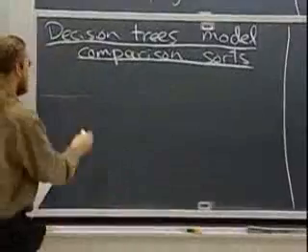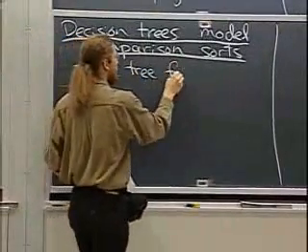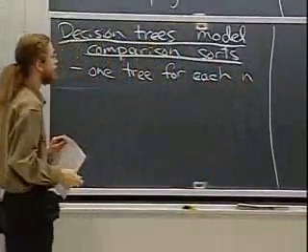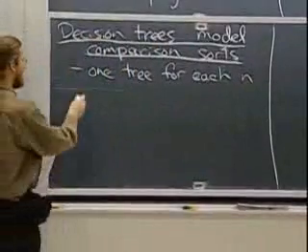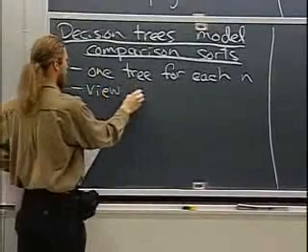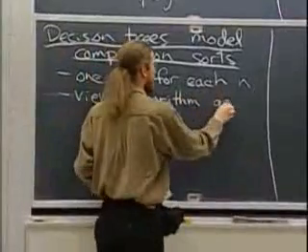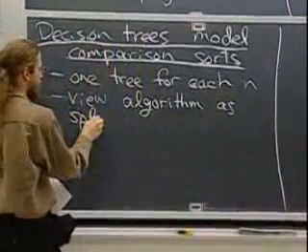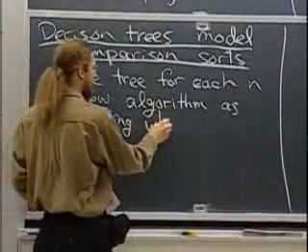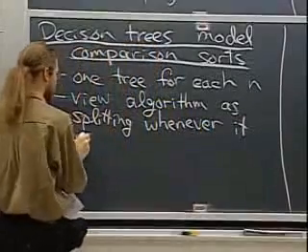So this is a transformation, and we're going to build one tree for each value of n. As I mentioned, the decision trees depend on n. The algorithm hopefully works for all values of n. And we're just going to think of the algorithm as splitting into two forks, the left subtree and the right subtree, whenever it makes a comparison.